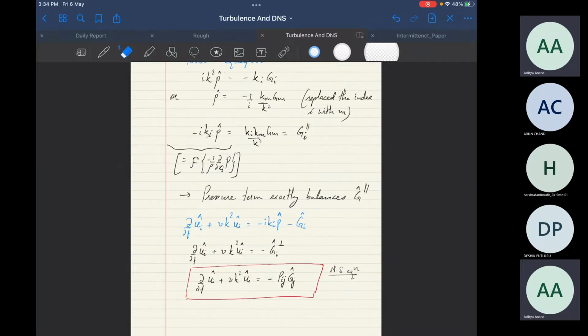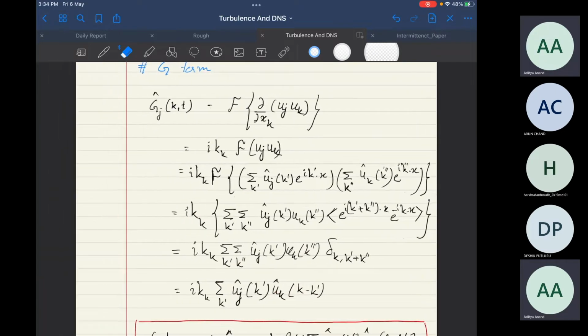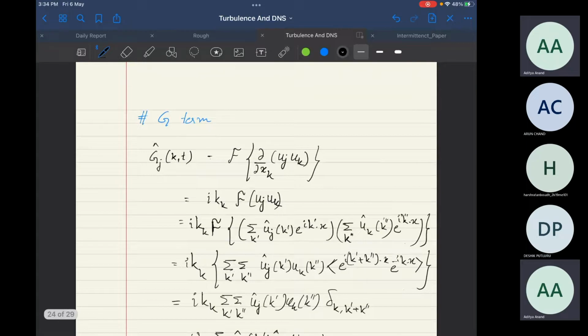So we'll look at this Gj term, which is the Fourier transform of the convective term here. Gj is the Fourier transform of this term. Since the spatial gradient is involved, this will come as ik times the Fourier transform of uj uk.